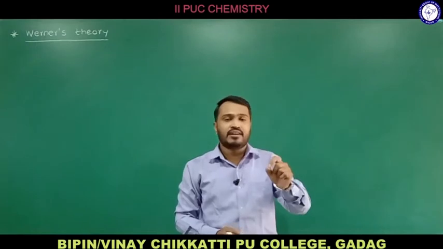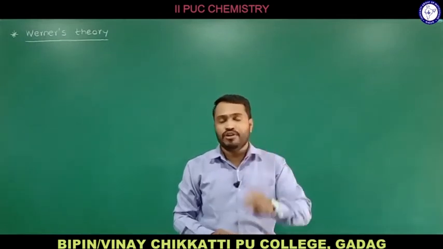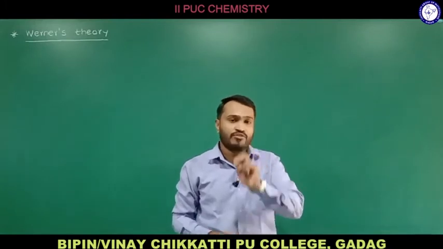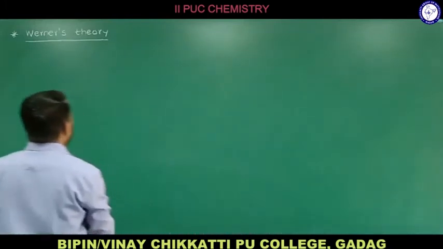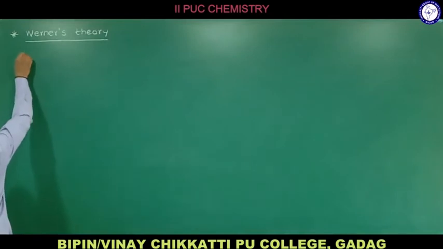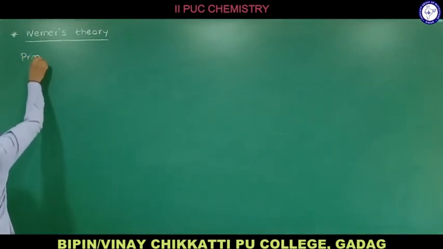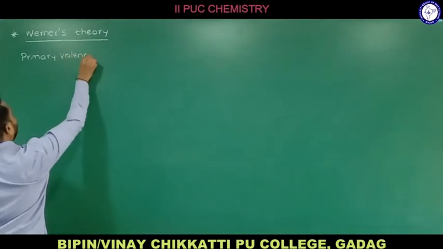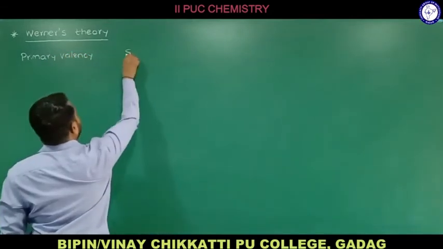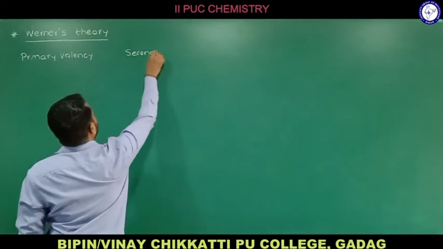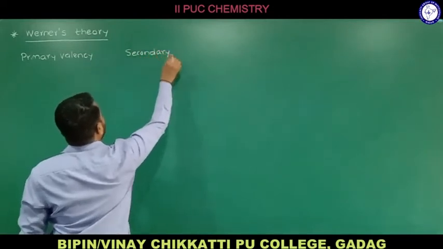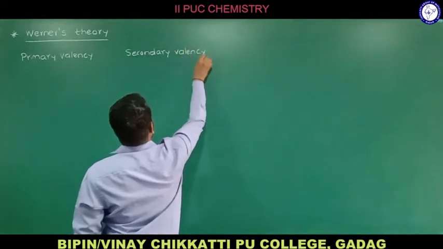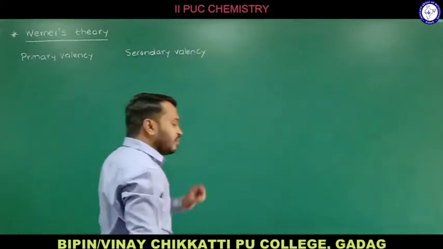The same central metal atom contains two different types of valencies. The central metal ion possesses two different types of valencies, and he named them primary valency and secondary valency. Let me write that. The first valency is primary valency, and the second valency he named secondary valency. So primary valency and secondary valency are the two types of valency possessed by the central metal atom.